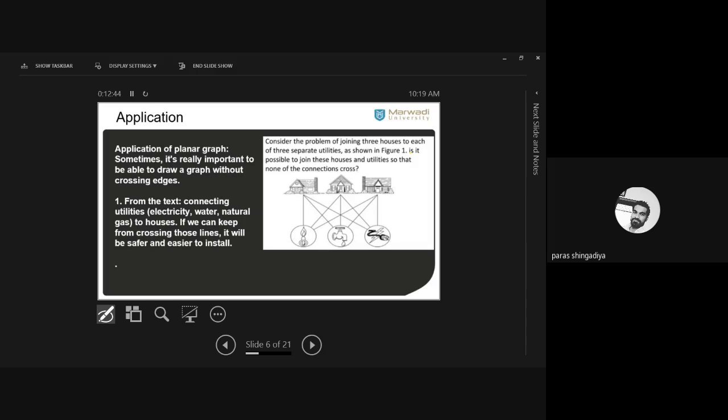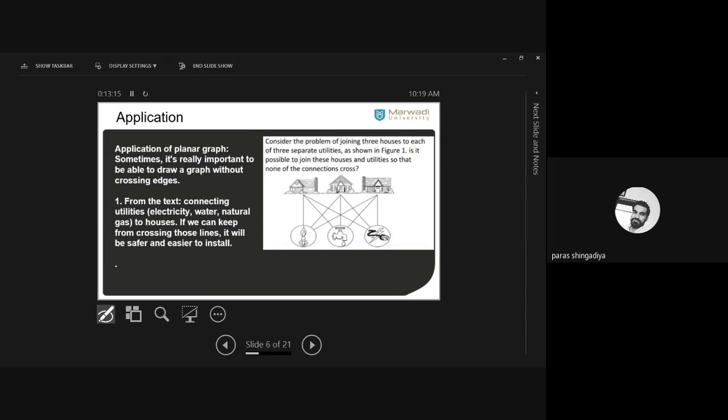Why is the planar graph required? Because in this case, all these utilities are crossed at some non-vertex place. These are the vertices, six vertices are there, and these connections are the edges. So now you have to apply the planar graph case: can we apply an embedding here and make these connections without crossing over an edge or not?